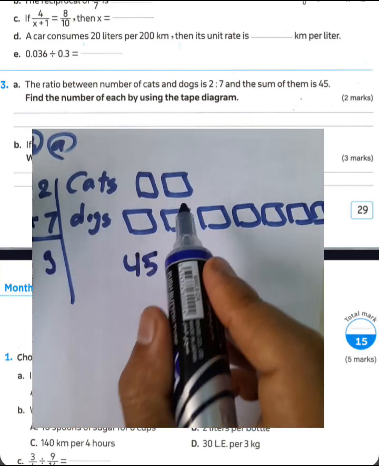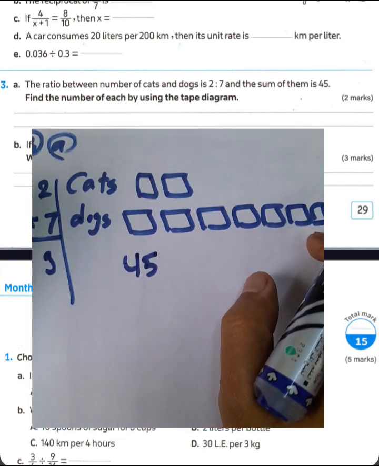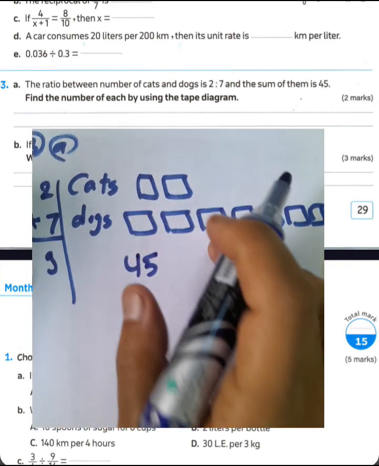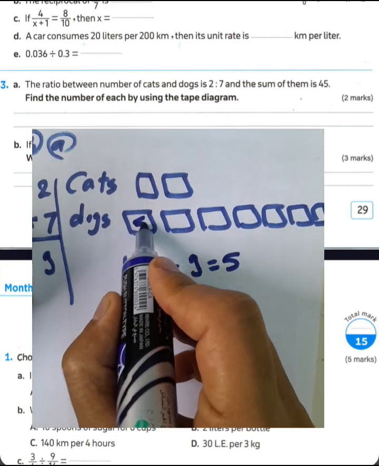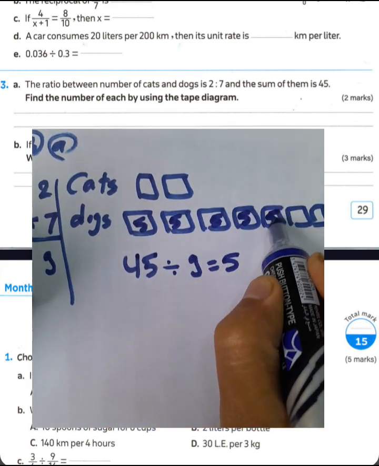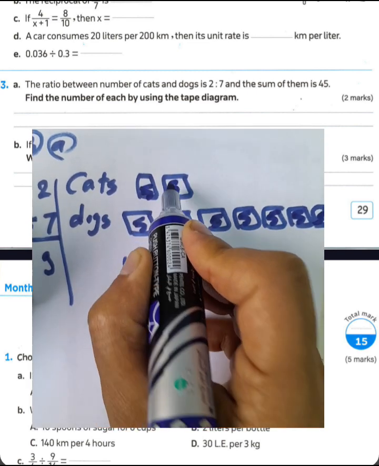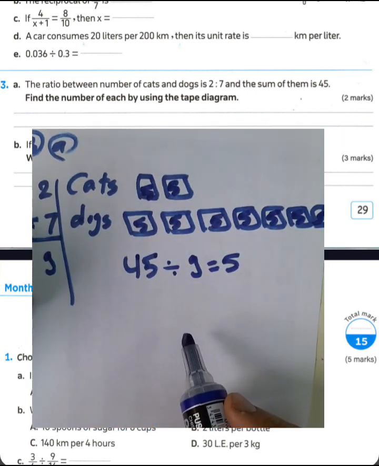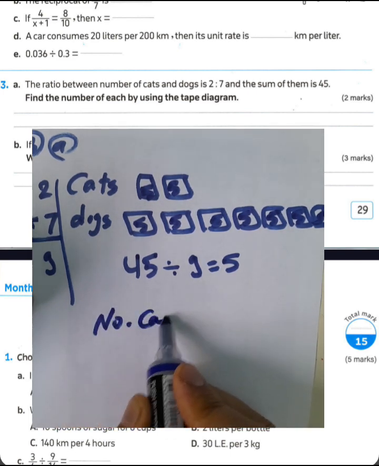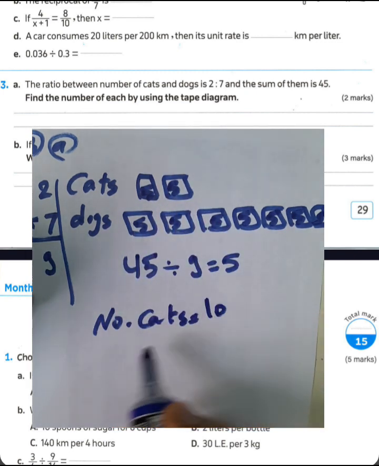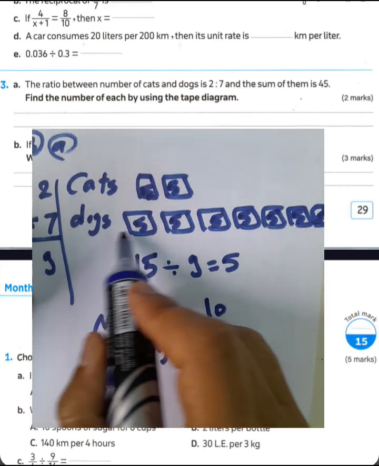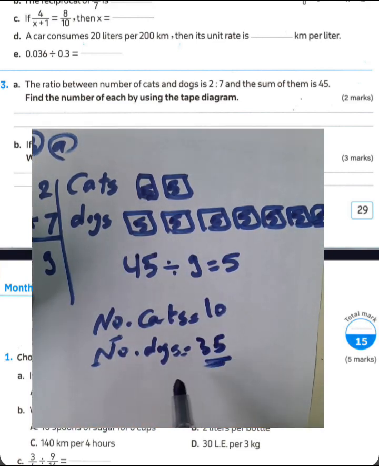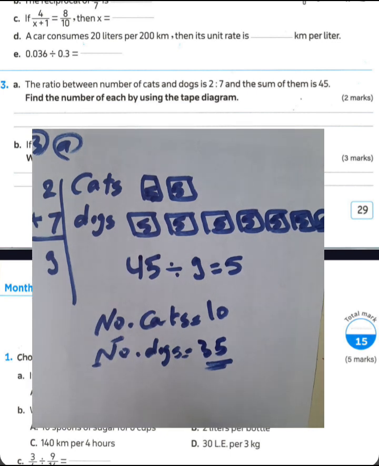Then the value of each square equals 45 divided by 9, it will be 5. Then each value equals 5. Then we want to find the number of each by using the tape diagram. The number of cats will be 5 plus 5 equals 10, and the number of dogs will be 7 times 5 equals 35. Okay, that's the result of this example.